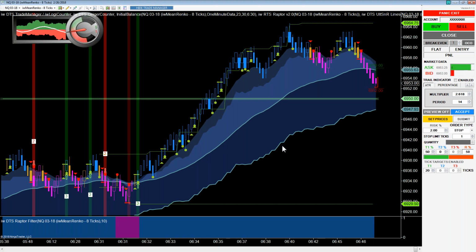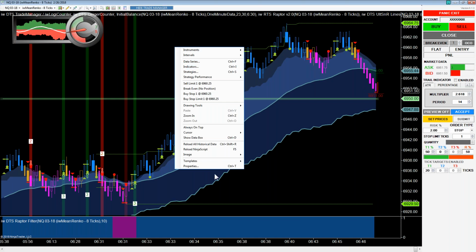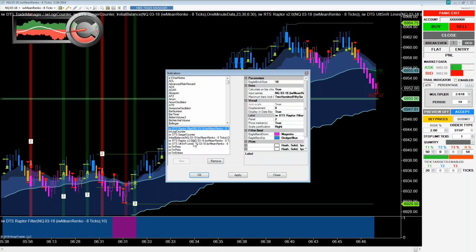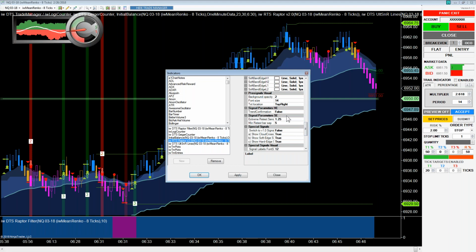But of course, you can go into the Raptor and you can adjust the sensitivity of the soft edge signal. That's the SE. So if you go here to your Raptor and you pull about halfway down, you'll see signal parameters SE. This is where you can adjust the sensitivity. The higher this value, the less discriminating it will be. In other words, it will show you more signals.